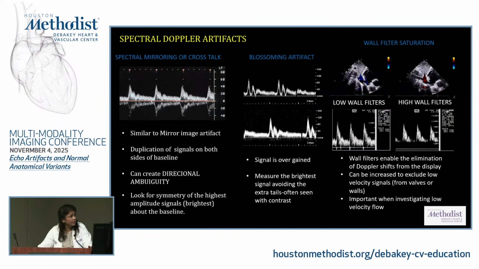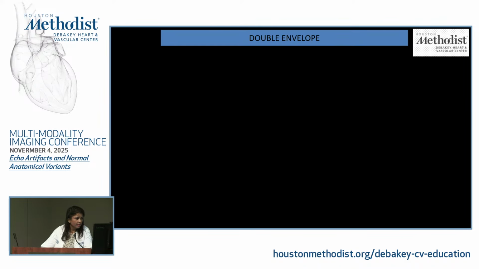So imagine, look at this one, guys. Imagine low filters versus high filters, right? So all the low velocity data is missing in that high wall filter setting. So it's important to know that there is something called a wall filter setting, especially when investigating low velocity flows. And I'll show you the color, look at the color on the left versus the right. So you see more flow behind the LA and the RA, right? And that's also because it's catching all that low velocity flow on the color Doppler.